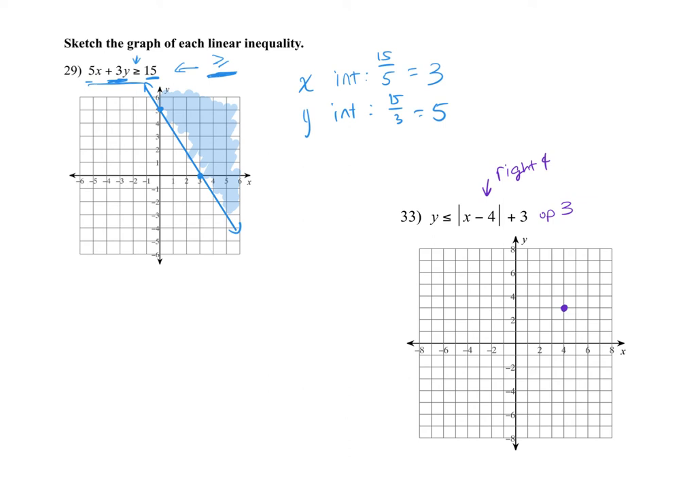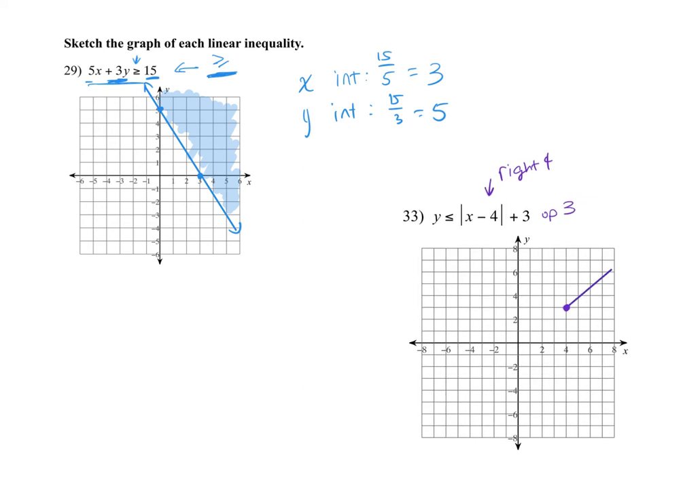I also look here, is it solid or is it dashed? Well, it's an or equal to, so this one is going to be a solid line. So I'm going to draw a solid line because I have the or equal to there. And then I have to decide, is it below that or above it? Well, the y is less than or equal to, so that means I am going to shade below it. All right, below the line. So it's everything on this side of the line that gets shaded.